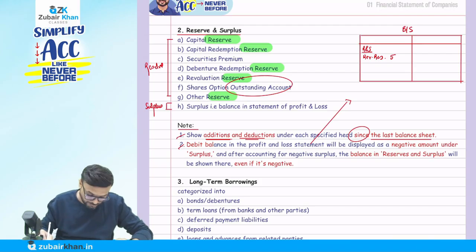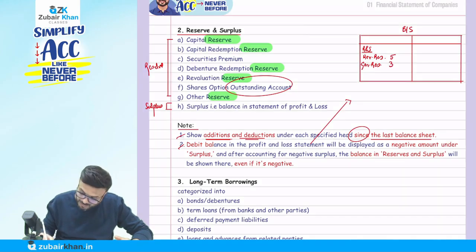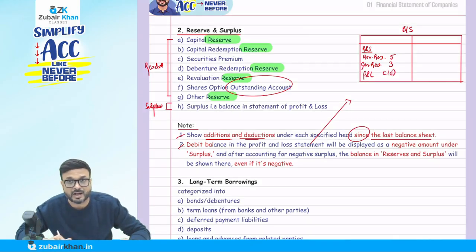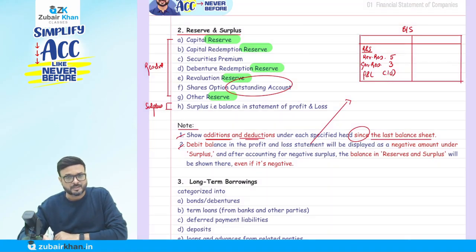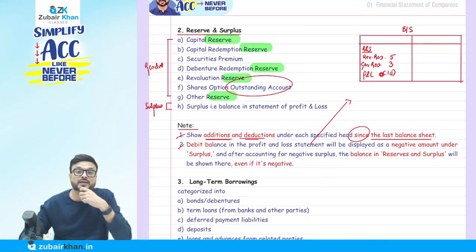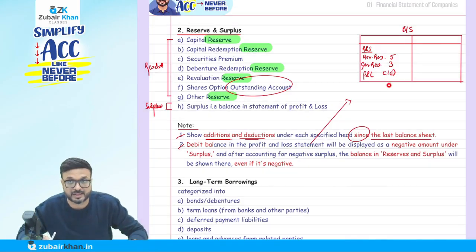Is it visible? Yes. Now suppose I have a general reserve of 3. Then I have the surplus, which is the profit and loss account. I'm writing it as a negative figure, 10. You'll say, what, sir? It's a profit. No, I say it is not a profit, it's a loss. Can I show it as a negative figure? The answer is yes, because loss is a debit balance and profit is a credit balance. We can write it down as a negative figure here.